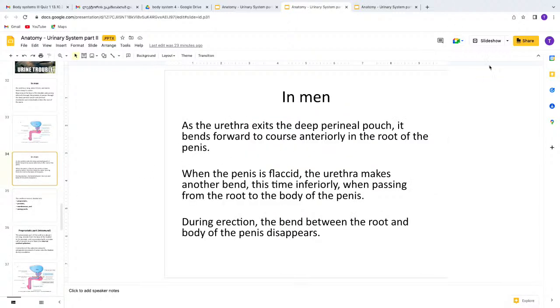as I've already mentioned, as the urethra exits in men in the deep perineal pouch, it bends forward to course anteriorly in the root of the penis. When the penis is in a flaccid situation, the urethra makes another bend, this time inferiorly, when passing from the root to the body of the penis. During the erection, it bends between the root and body of the penis, and it kind of disappears.